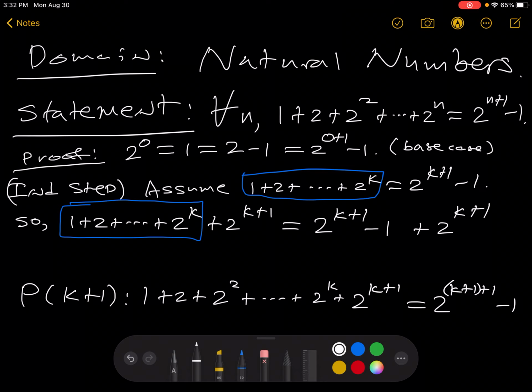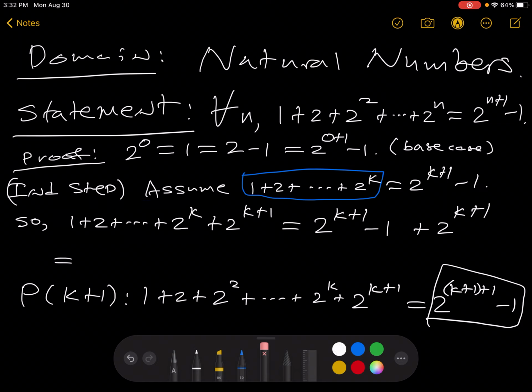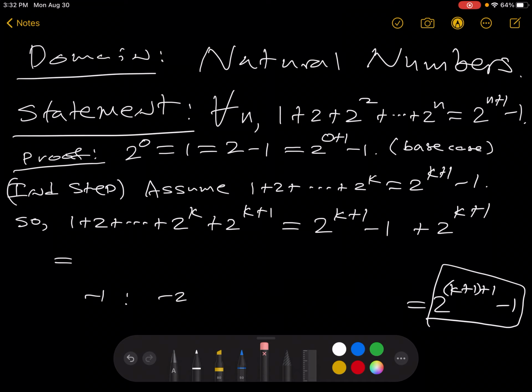Okay. Now, we're trying to get to this, 2 to the k plus 1 plus 1 minus 1. All right, so now we're going to do a little thing with combining like terms. And I'll just save where I'm trying to get to so I can keep an idea where I'm trying to get to.